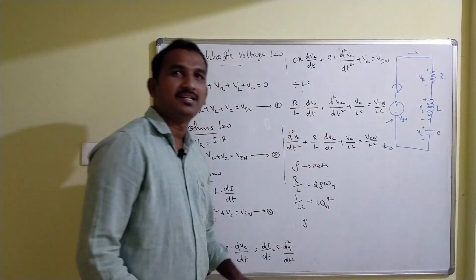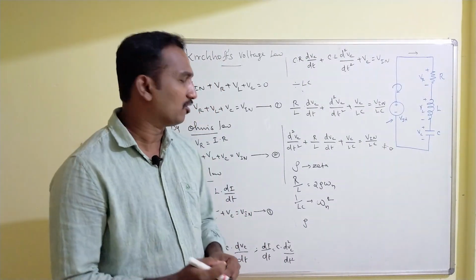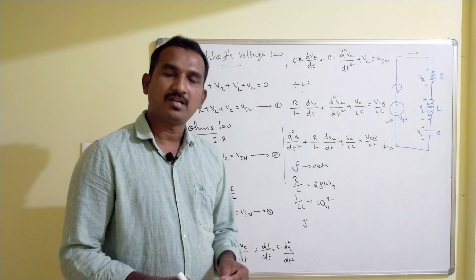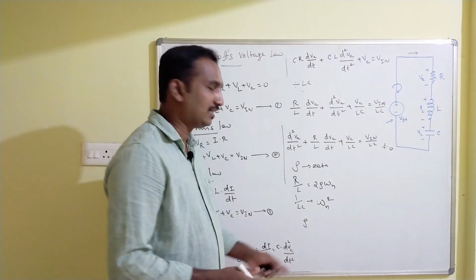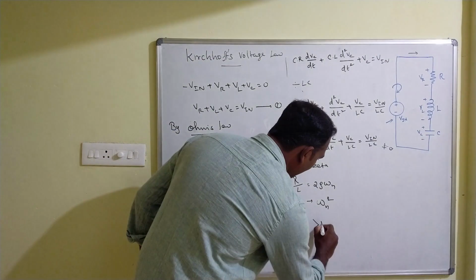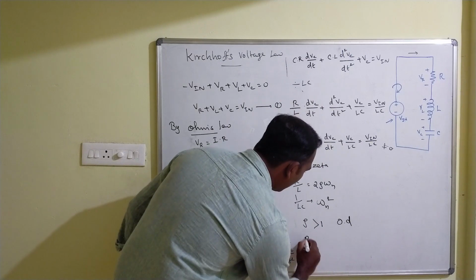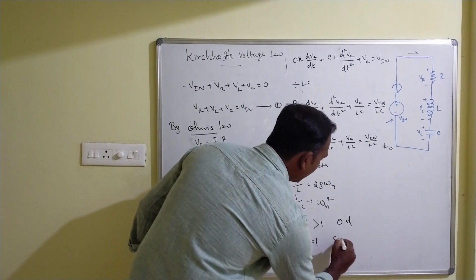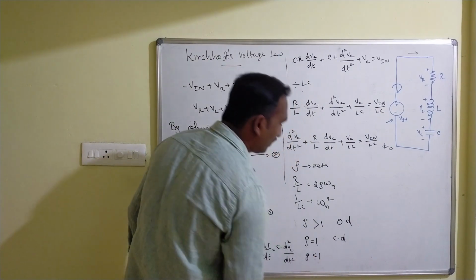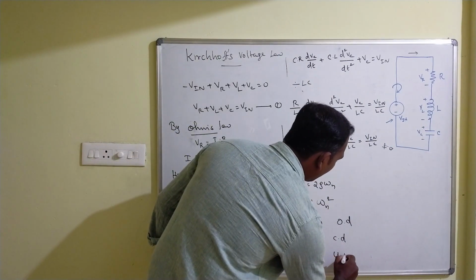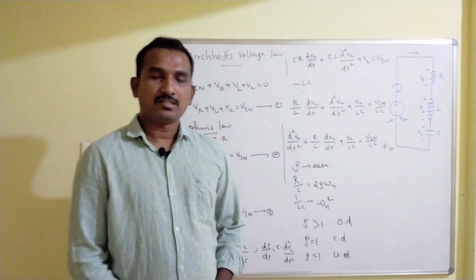Now zeta determines how the particular circuit will behave in the time domain, whether it is overdamped, underdamped or critically damped. That all depends on the zeta value. If zeta is greater than 1, the circuit is overdamped, if it is equal to 1, it is critically damped, and if it is less than 1, the circuit is underdamped. And that's it for the RLC circuit.